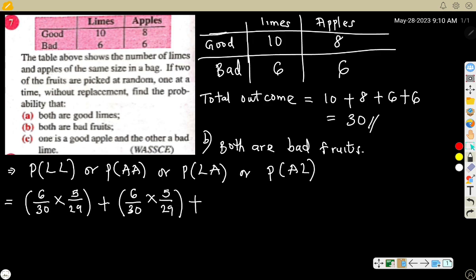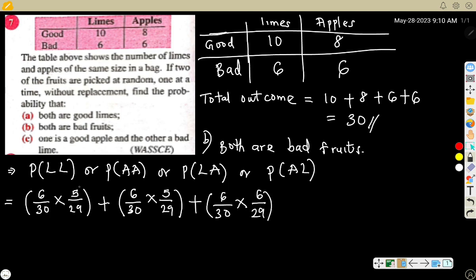Or again, the probability of one bad lime, lime is 6, and one bad apple, which is 6. So one bad lime will be 6 over 30 times one bad apple. We have not picked an apple before, so this will still remain as 6 over 29.